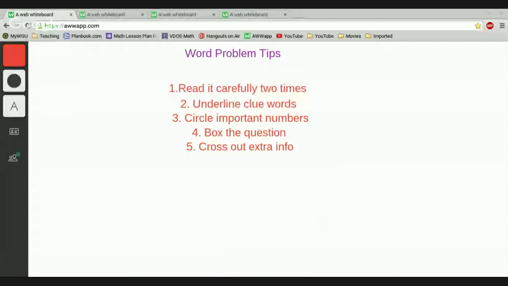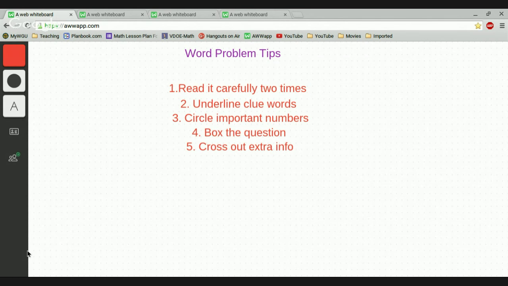So today's focus is going to be about word problems, and I know a lot of people, when they hear word problems, get very scared and overwhelmed and think that they're not going to do well. Well, I'm happy to tell you that word problems are actually pretty easy. I follow 5 different steps.